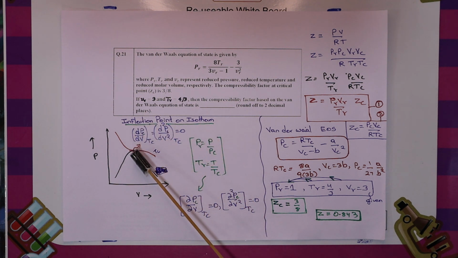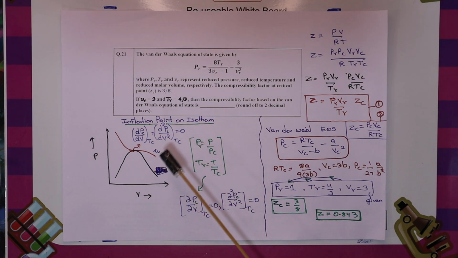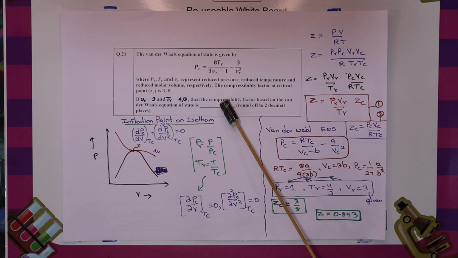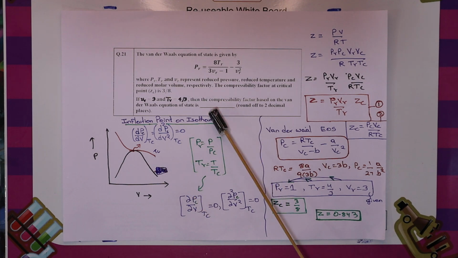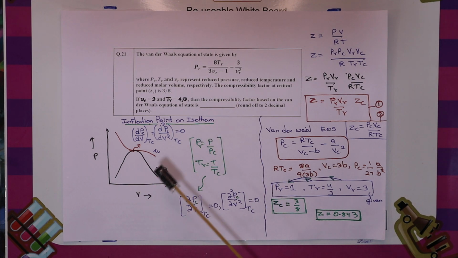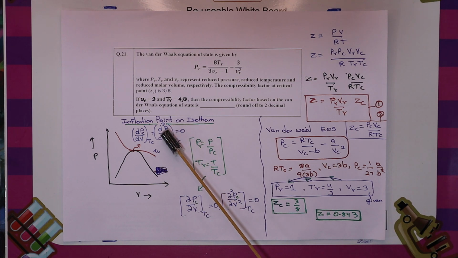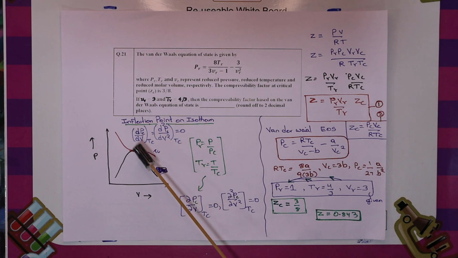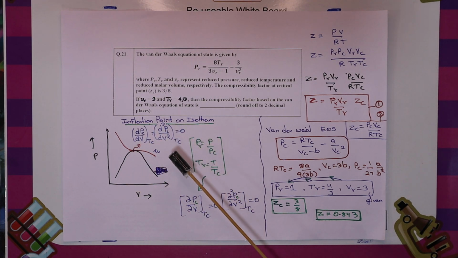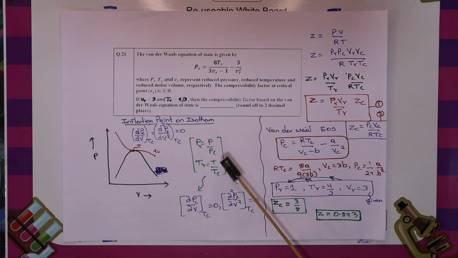That means this is called the inflection point on the isotherm, and we take the help of this inflection point to find the compressibility factor through the van der Waals equation of state. At this point, the slope dPC by dV at TC and the second derivative d square PC by dV square at TC will be equal to 0. PR equals P by PC and TR equals T by TC.